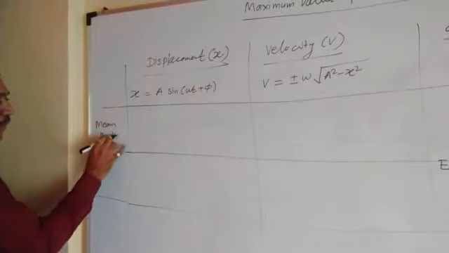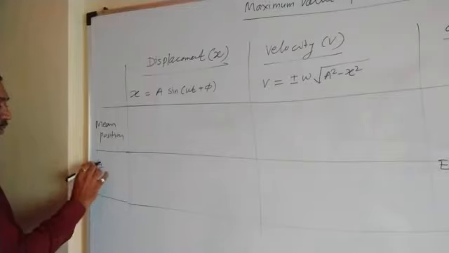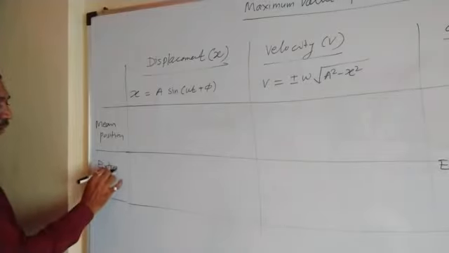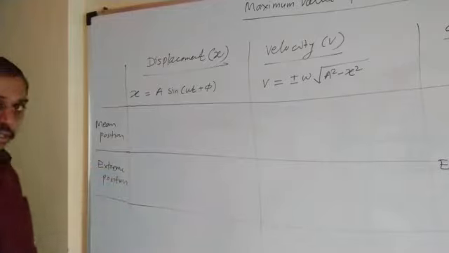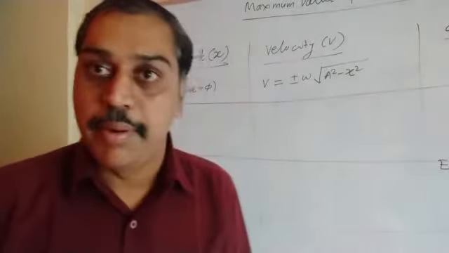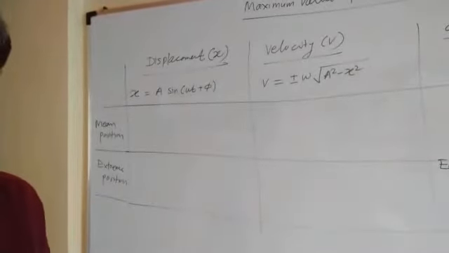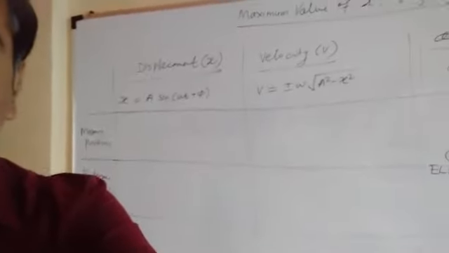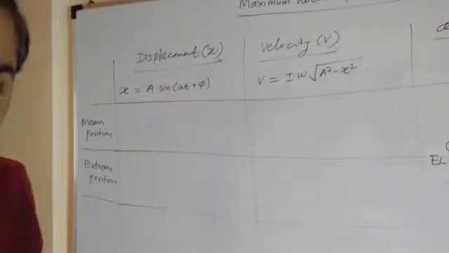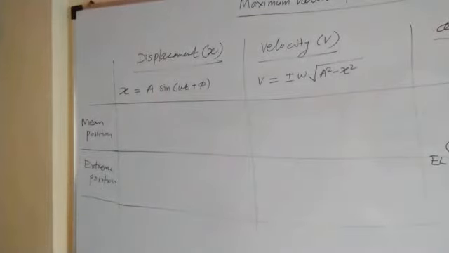Let's take first, motion starts from mean position. Second, motion starts from extreme position. Let's see what will occur and what the conditions are. Let's see how the conditions occur. So let's start here. Suppose motion starts from mean position, which means in this diagram it will start here.